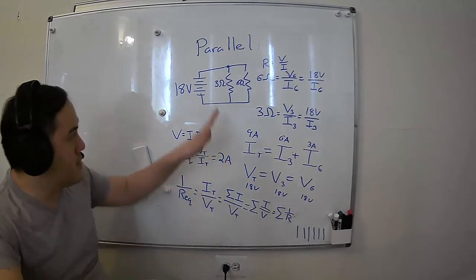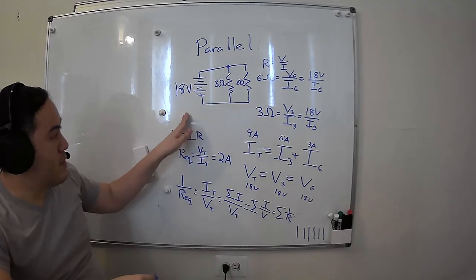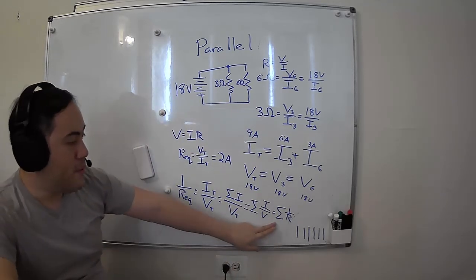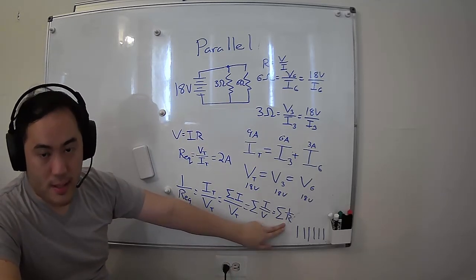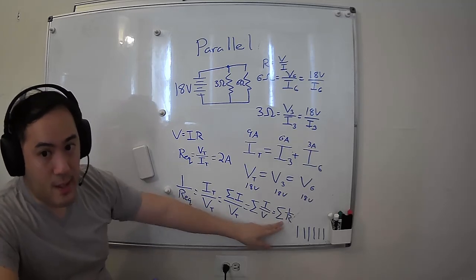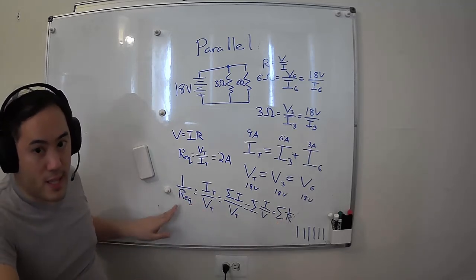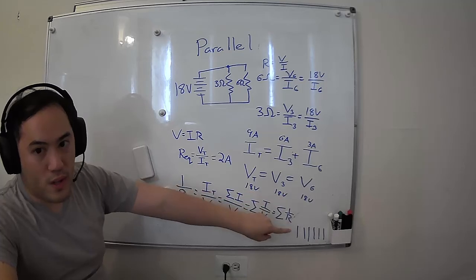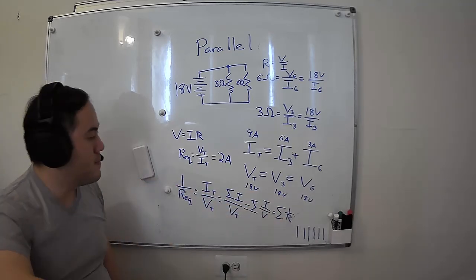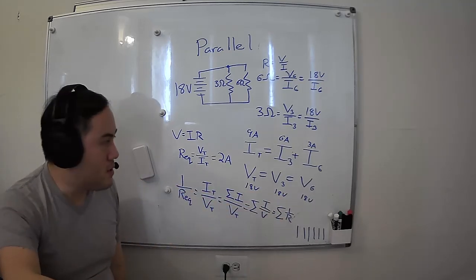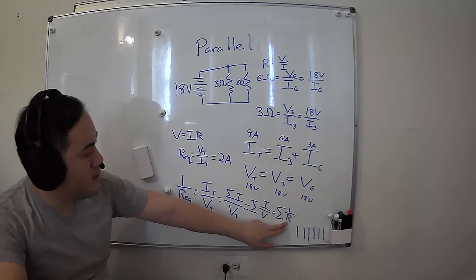If you have a bunch of resistors in parallel and you want the equivalent resistance for all of them, add up the sum of their reciprocals. That's not the answer. That's the reciprocal of the answer. So to find the answer, you do 1 over the sum of the reciprocals, or the reciprocal of the sum of the reciprocals. So let's make sure it works.